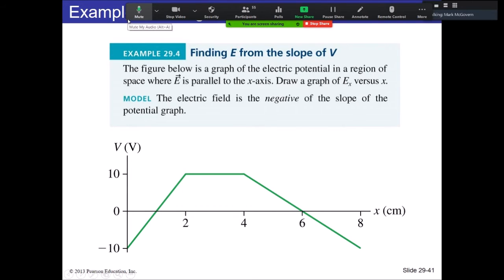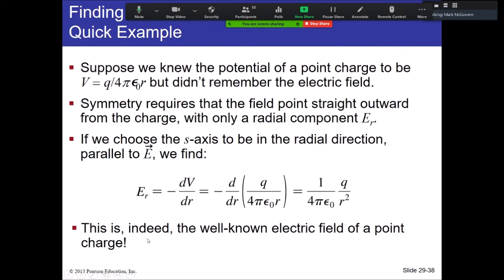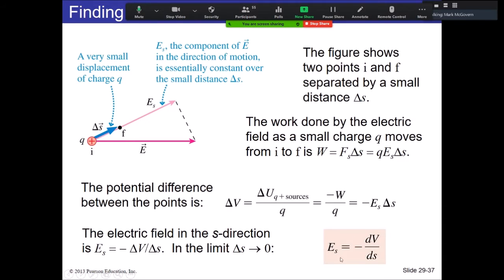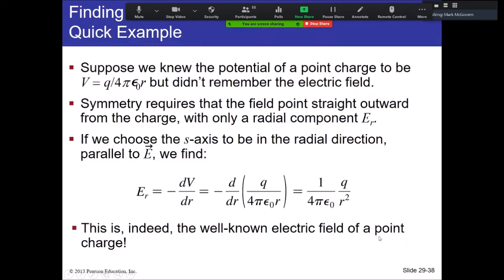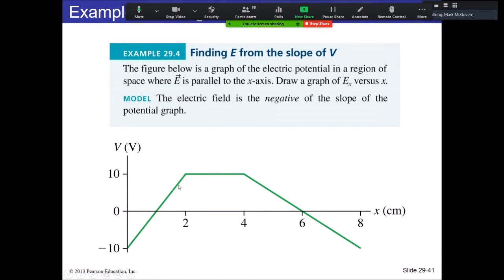So let's do that here. We're going to go backwards now. We're going to start with our potential graph, and we're going to work out what the electric field is at these 3 different locations, because you have these kinks here in the graph, which means you have some sort of abrupt change in the behavior of the field. So we're going to take these in pieces. We're basically working out the slopes. That's the graphical understanding: the electric field is minus the slope of the potential graph. So this first part here, what's that slope?